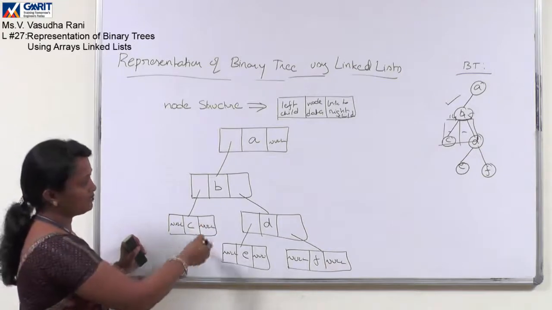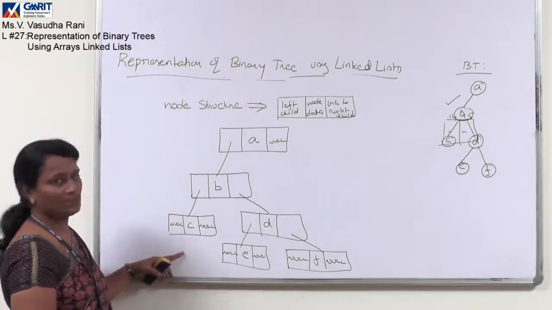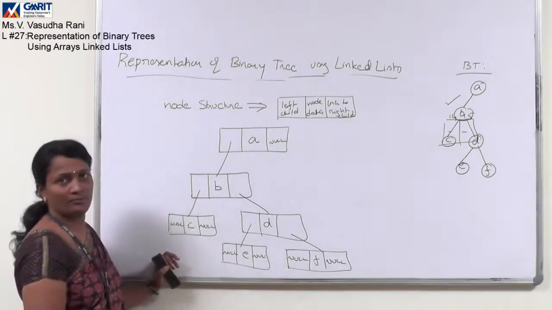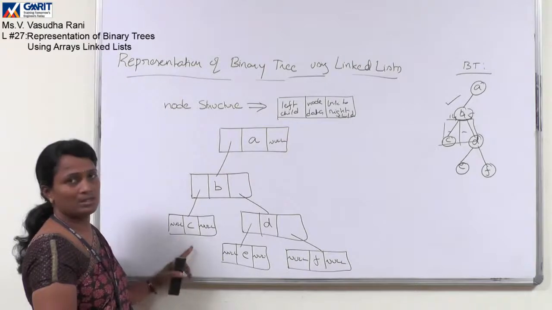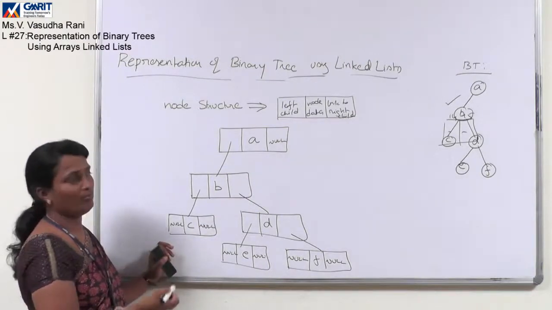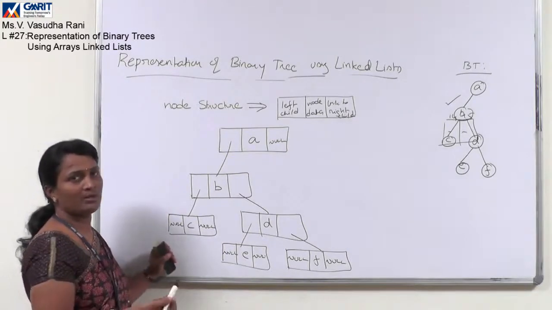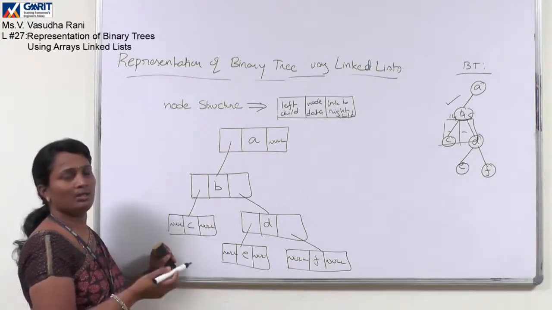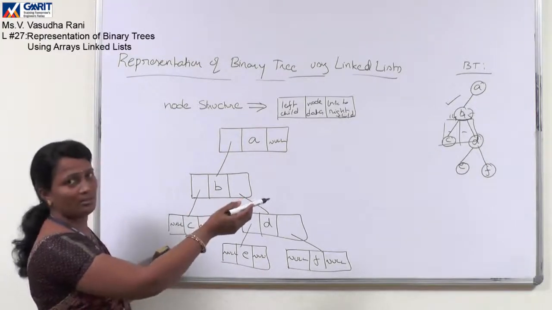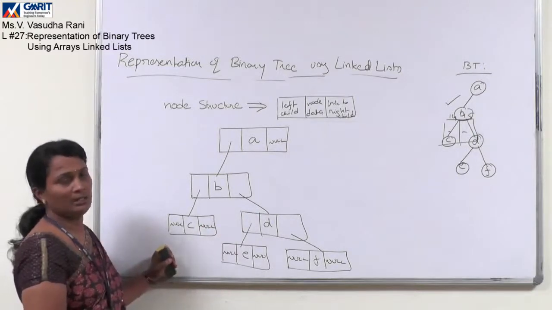By observing this structure, we can come to the conclusion that by defining only 6 nodes, we are able to represent the complete binary tree. Whereas with the array example we have seen that 15 locations we have unnecessarily created, even though there are only 6 nodes. Here, the number of nodes in the binary tree is the same number of nodes we have created in the linked list.